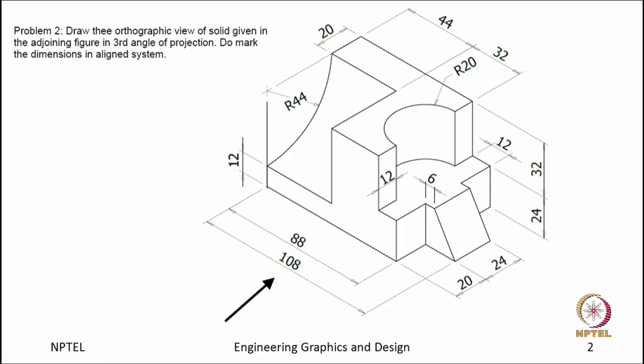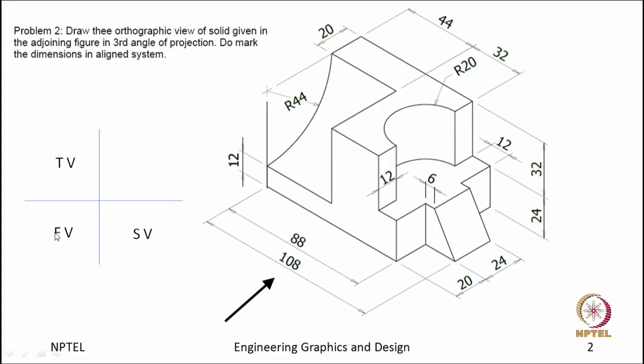So, how will I draw the 3 orthographic views in third angle projection? In third angle projection, the front view will come here and the top view will be on top of the front view. It is intuitive in third angle projection. Top view will be on top of front view and this is the right side view, which will be on the right side of the front view. This is what I will draw in my drawing sheet.